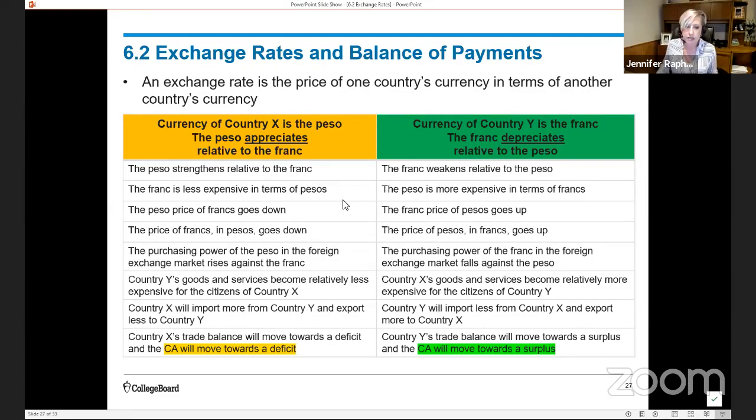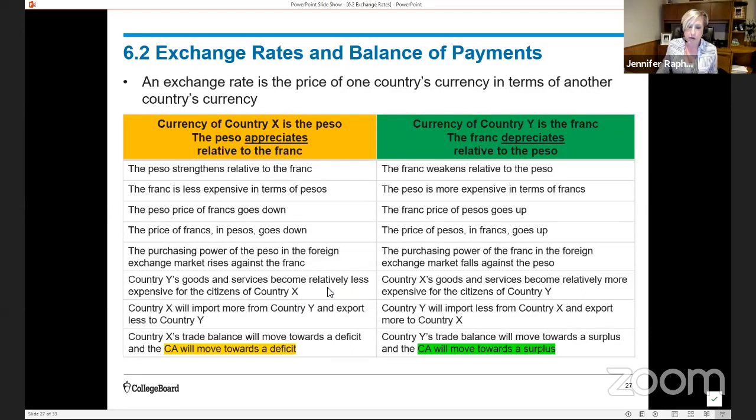When it increases in value, it appreciates. So the franc is less expensive in terms of pesos. The peso price of francs goes down. The price of francs in pesos goes down. All of these are different ways of describing currency appreciation. Okay, which makes the purchasing power of the peso in the foreign exchange market rise, right?